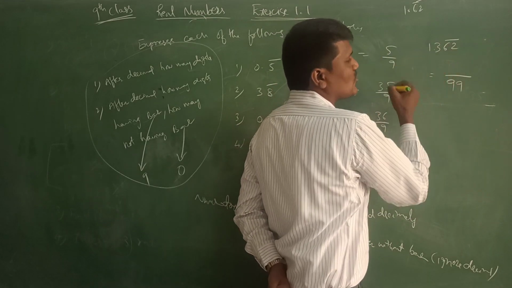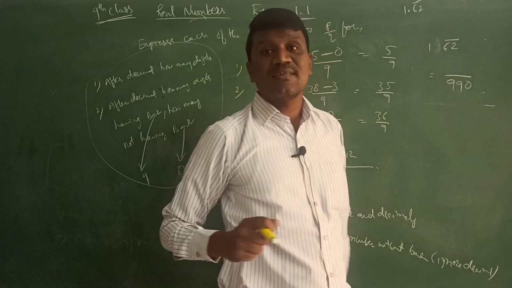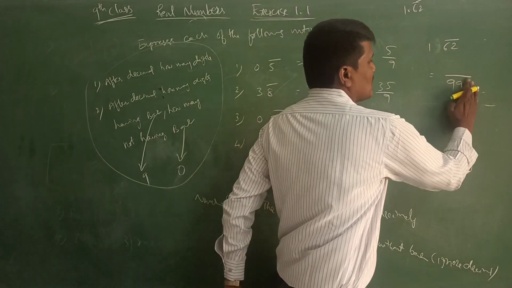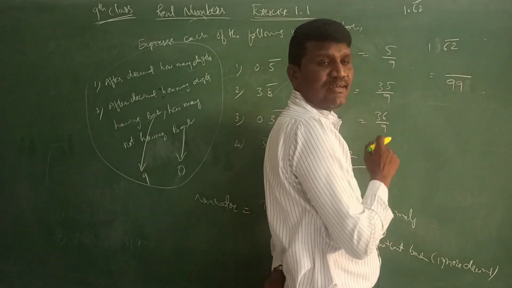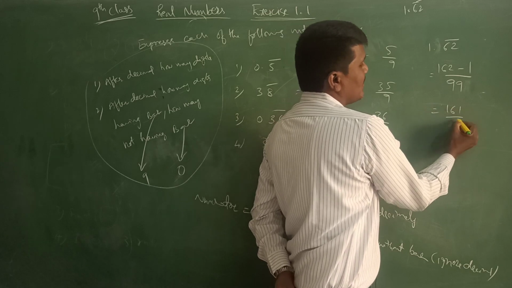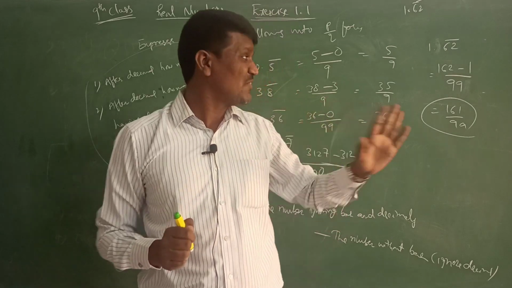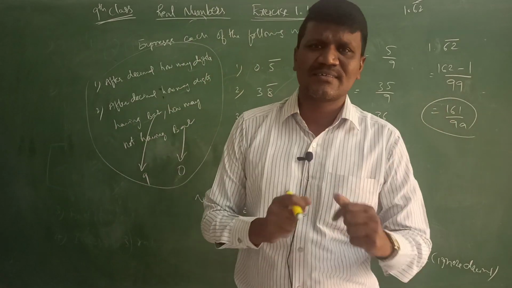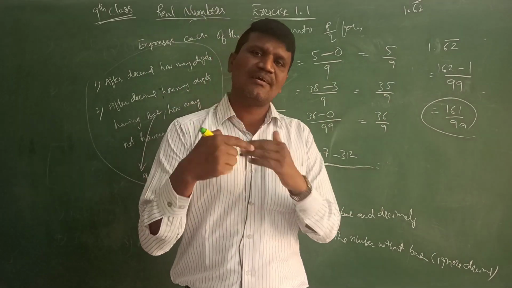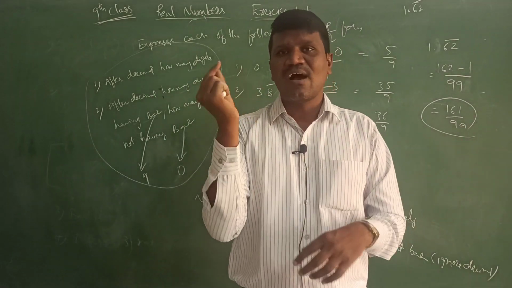Suppose there is a 3 here without bar, then 0 should come. Here there is no 3, so finally remember: as many digits as are after the decimal, that many come in the denominator. So 1.62 bar is 99. In the numerator, total number minus 1 is 161/99. Is this the answer? Yes. 161/99 is the answer. How much time did you take? Within 1 minute you are getting the answer, right? You can try the long method. The long method will take minimum 2 to 3 minutes, but by this you can do within half a minute.